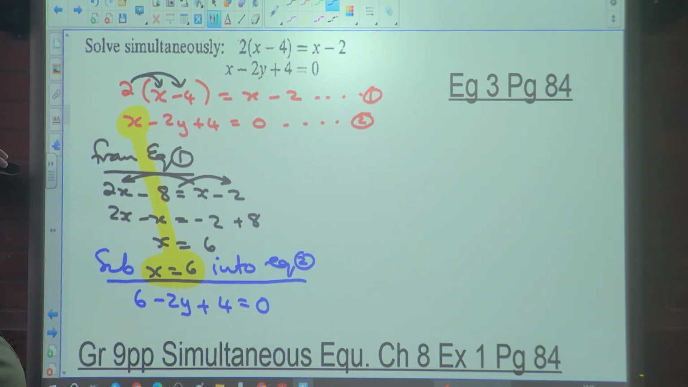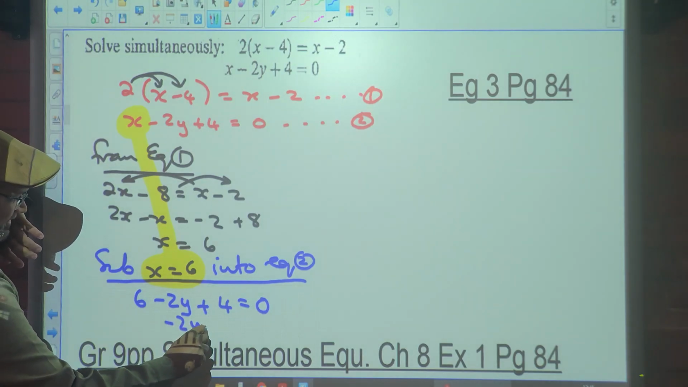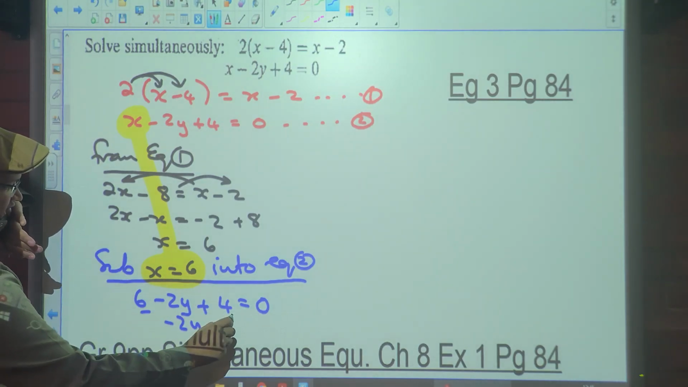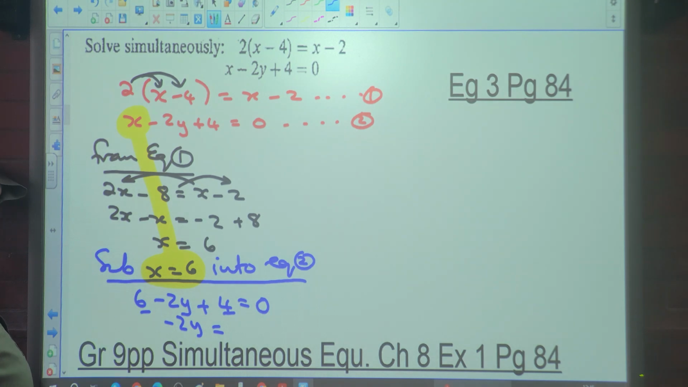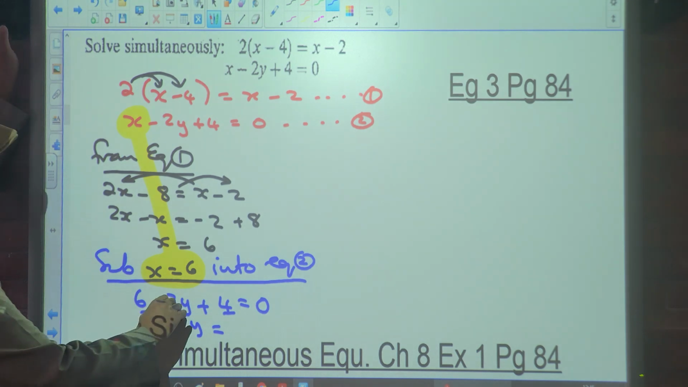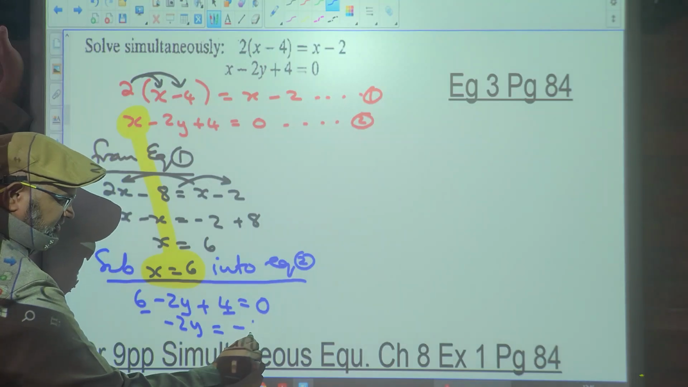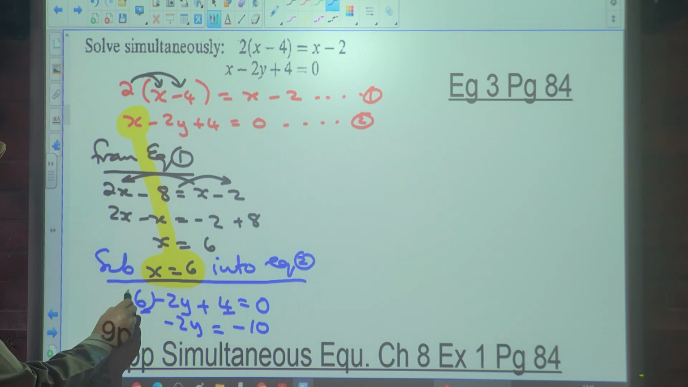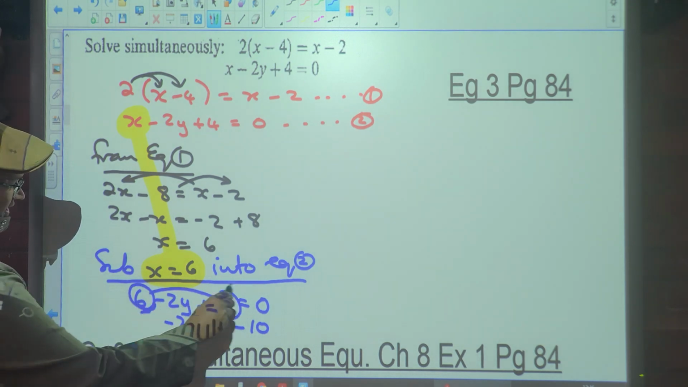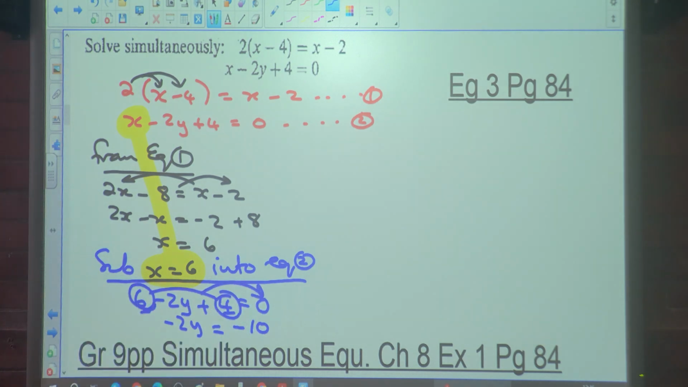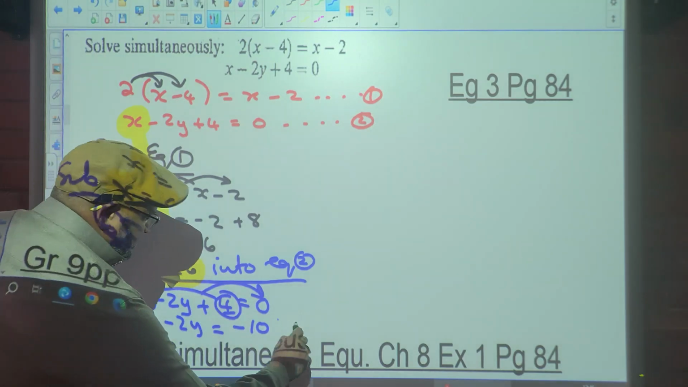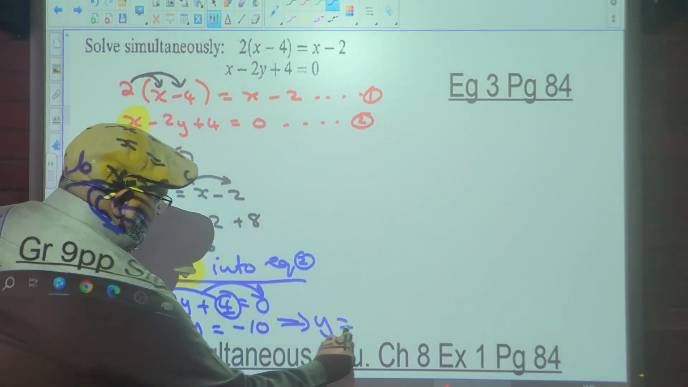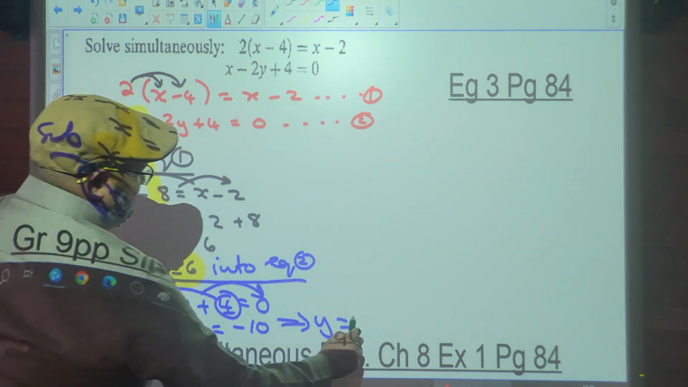Okay. So minus 2y, what is 6 plus 4? 6 plus 4 is 10. If I take 10 over the equal sign, it becomes negative 10. So that implies that y is equal to? Y is equal to what?